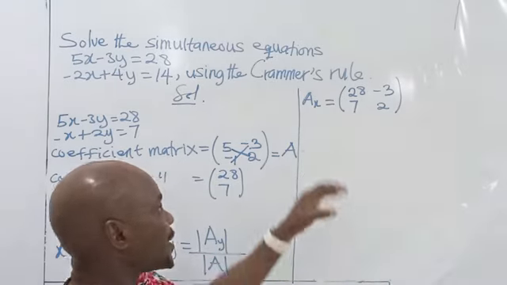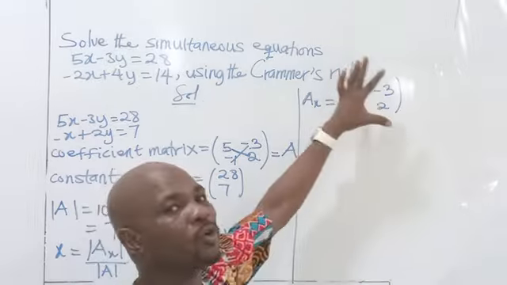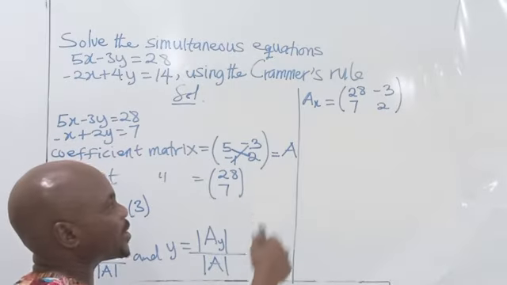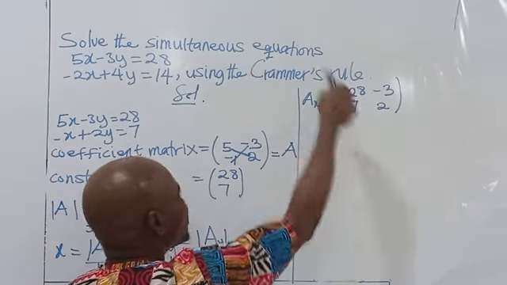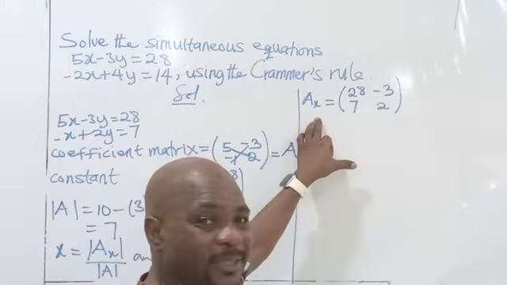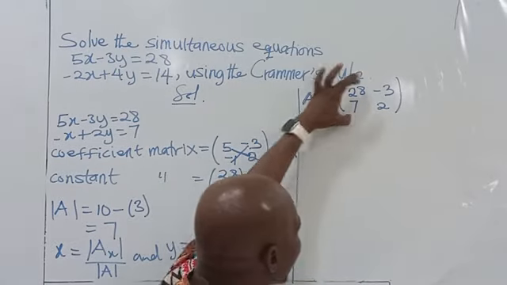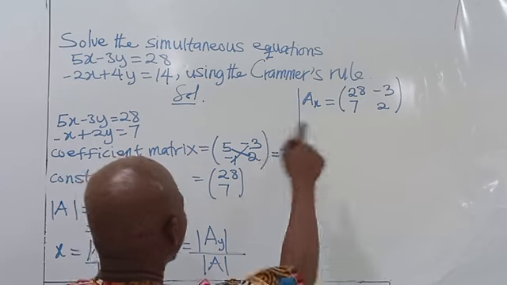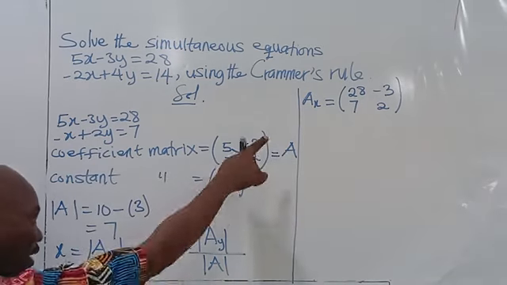So we assume that the first column is x and the second column is y. Since I'm looking for the matrix with respect to x, that's the reason I replace the first column. Now the next thing is to find the determinant of that matrix.